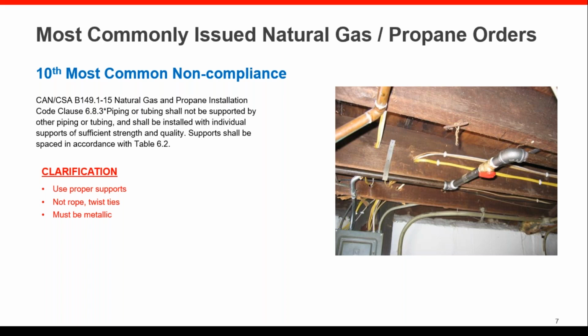So in this case, the natural gas code requires that piping or tubing shall not be supported by other piping or tubing and shall be installed with individual supports of sufficient strength and quality. And so there are tables in the code for spacing and that kind of thing. But the emphasis here, or the clarification, is that you have to use proper supports. Ropes, twist ties, and things of that nature are just not acceptable. They must be metallic and meet the temperature requirements. But also, you can't support it with other pipes and ductwork as well.